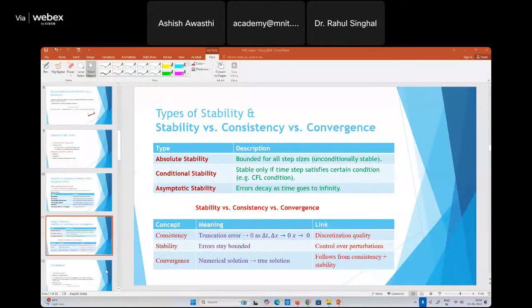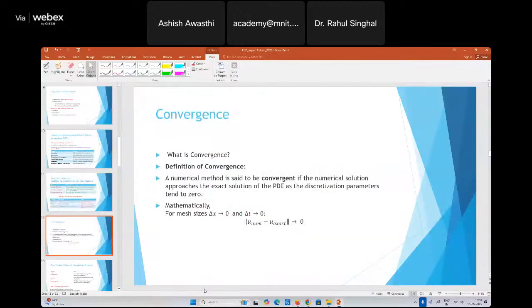Okay, so here I have written the definition again about convergence. It is written that a numerical method is said to be convergent if the numerical solution approaches the exact solution of the given PDE as the discretization parameter tends to 0. That means if the mesh parameter goes to 0, both become the same. That is the formal definition of convergence. It means the numerical solution and the exact solution match by refinement of the meshes, you can understand.